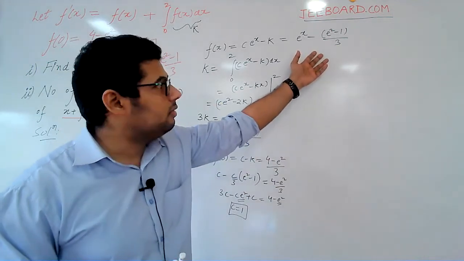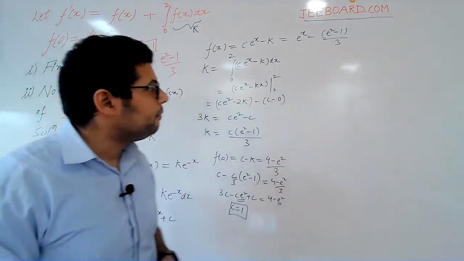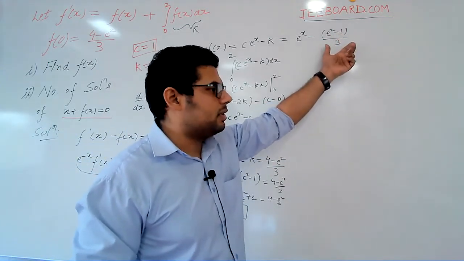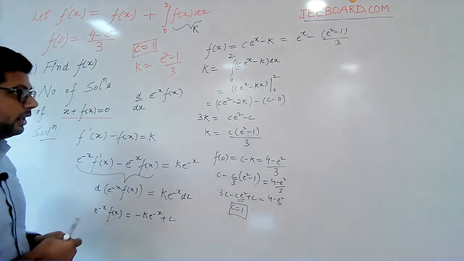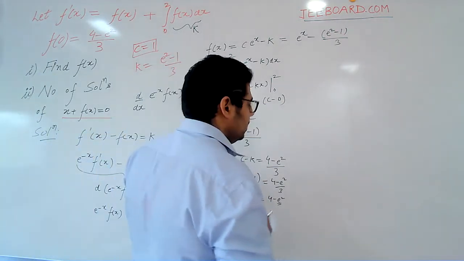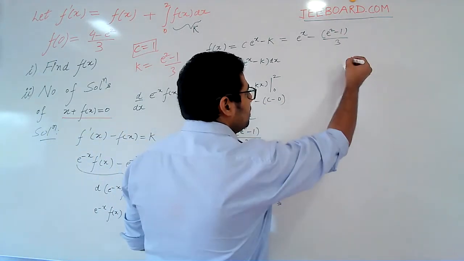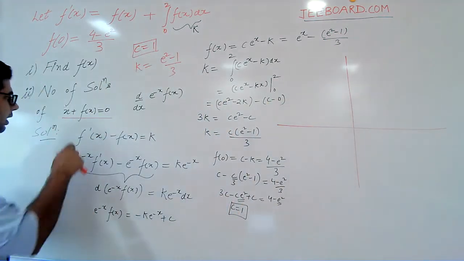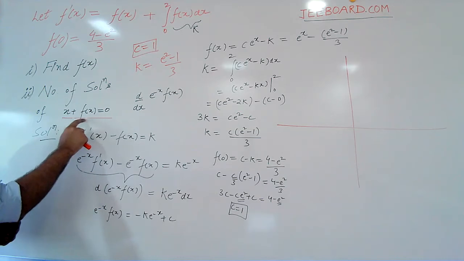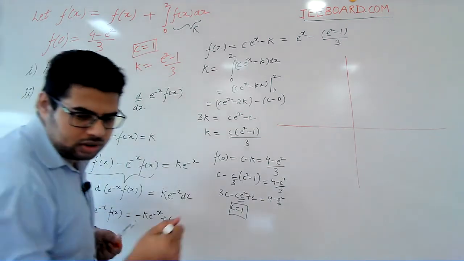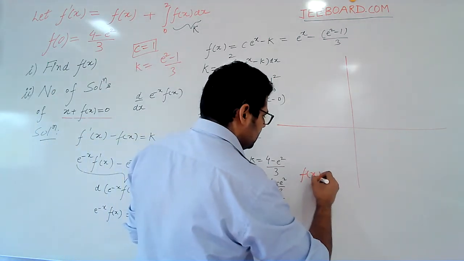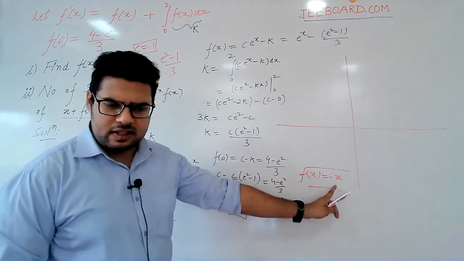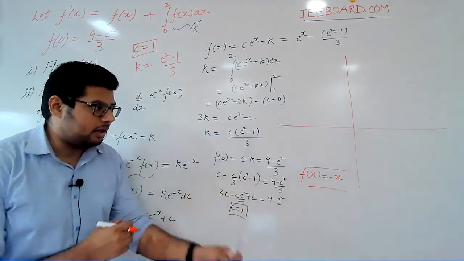So this is a very simple curve, e raised to the power x minus some constant, right? And (e square minus 1) by 3 will be positive, right? So you are subtracting it from e raised to the power x. Let us try to draw the curve. Now, what are the curves that we are having? f of x equals g of x. So this is f of x equals minus x, right? So we have the situation f of x equals minus x. So we have to draw the graph of f of x, and we have to draw the graph for negative x. That is very easy, very simple graph, right?